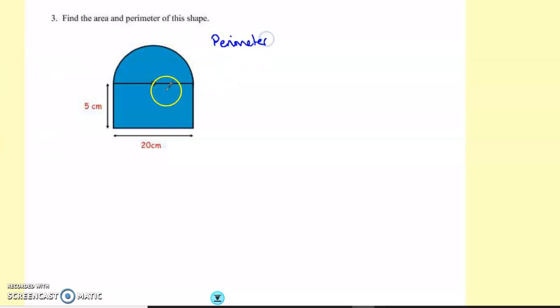The perimeter is the distance right the way around the outside. So if we're looking at this shape here, that's 5, that's 20, that's 5. So I know it needs to be 5, add 20, add 5, but then I need to add in this part round here. Now that's a semicircle.